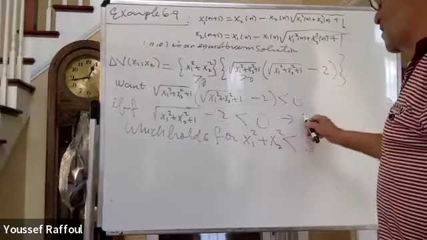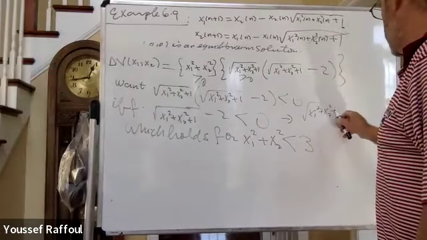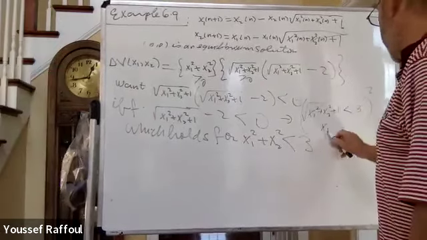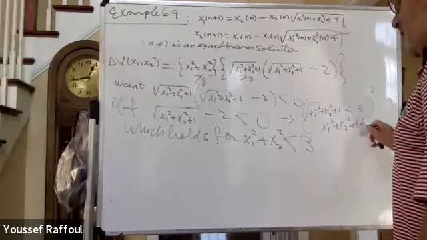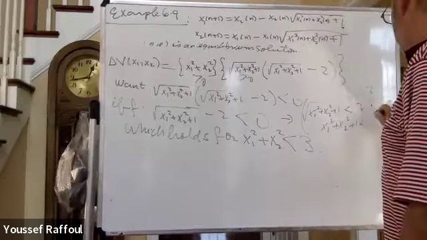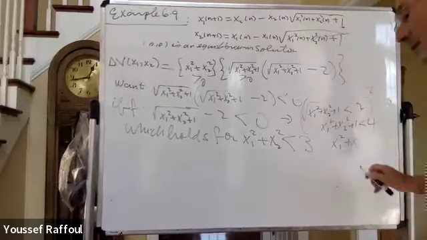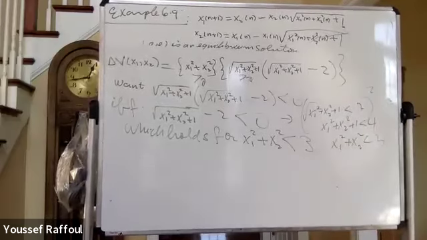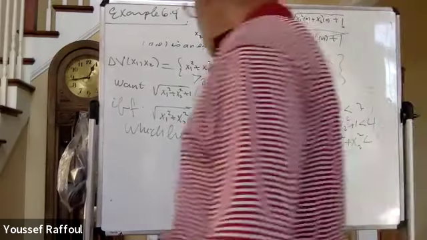What you need to do here is just square both sides. Square both sides, you get x1 squared plus x2 squared plus 1 less than 4, 2 less than 4. So you get x1 squared plus x2 squared less than 3. You see that? So this holds.